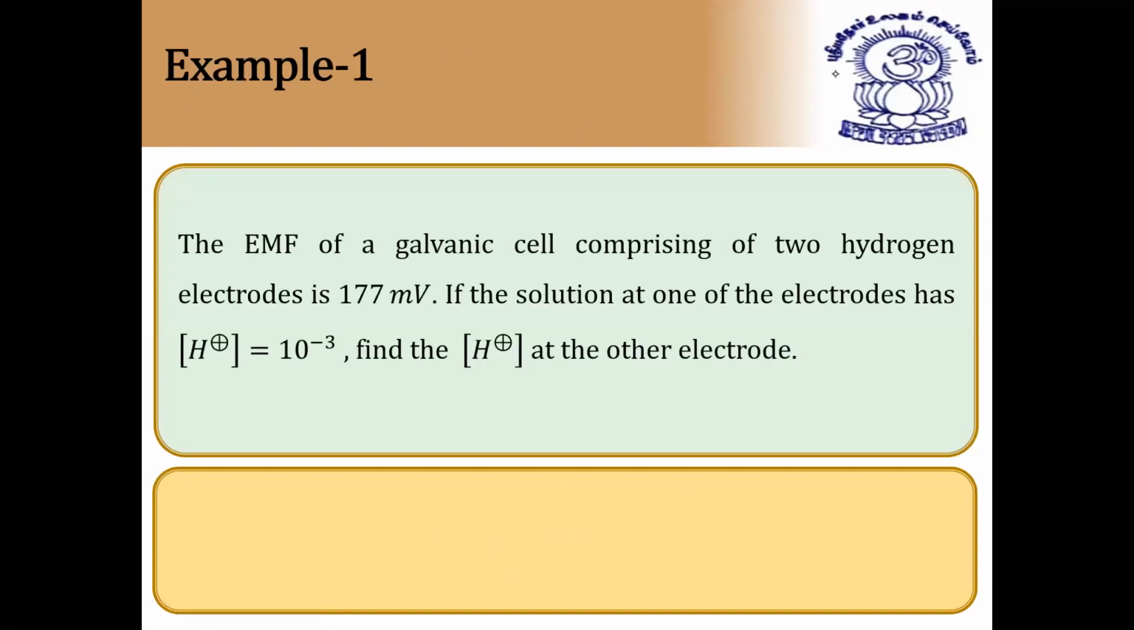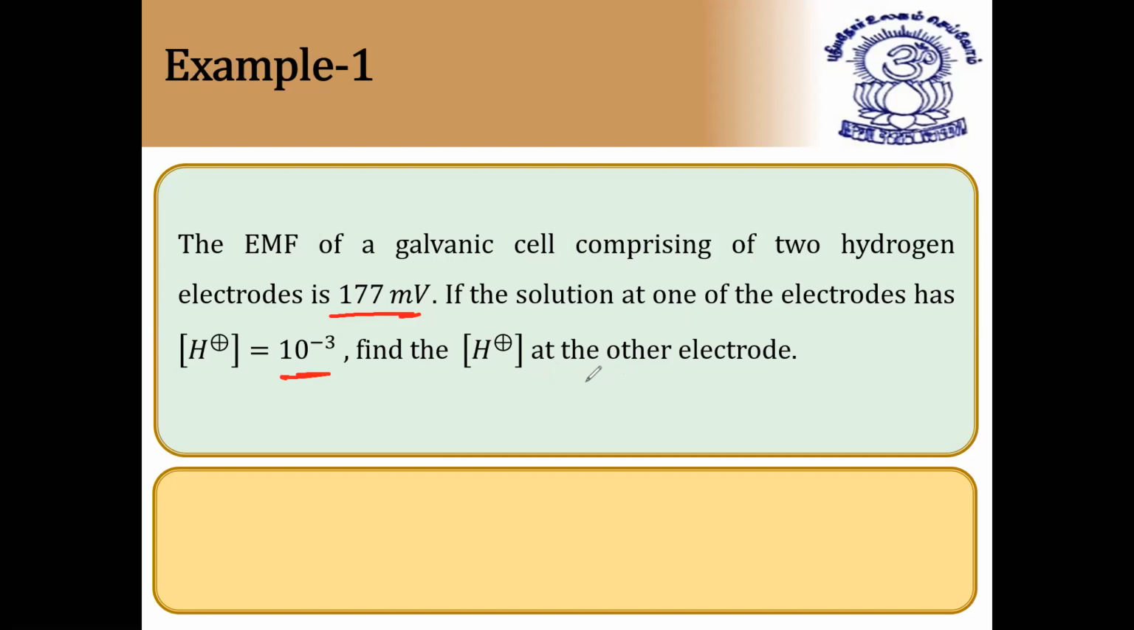Now here they have given two concentrations of the same electrode. The EMF of the galvanic cell comprising two hydrogen electrodes is 177 millivolts. Millivolts means 10 to the power of minus 3. If the solution at one of the electrodes has H plus concentration 10 to the power of minus 3, find the H plus concentration of the other electrode.